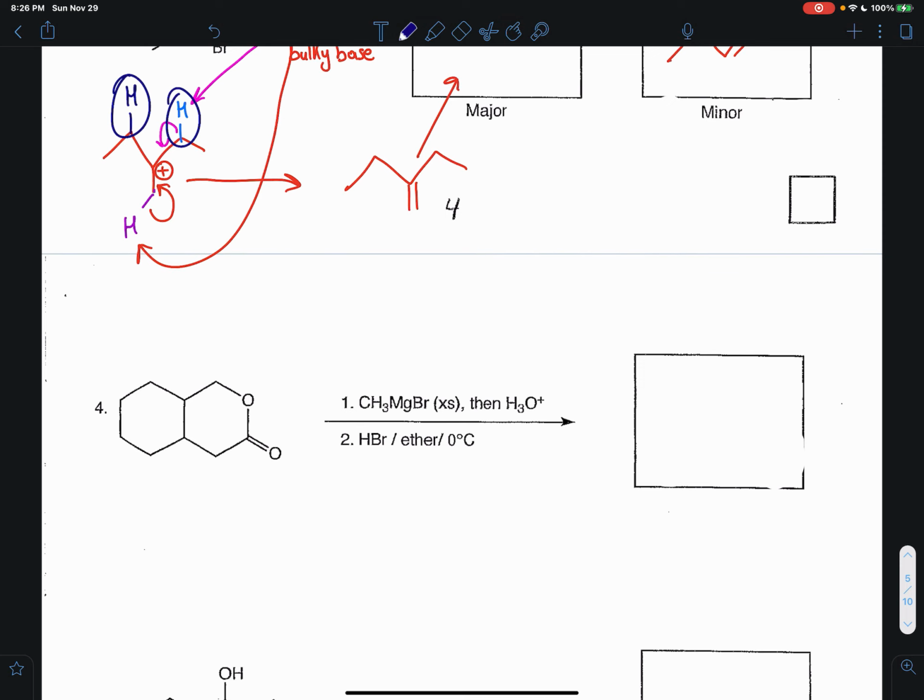So for this one, we have CH3MgBr, which is a Grignard reagent, with a carbonyl carbon, but this time it's an ester. It's a little bit different than what we used to see, right?